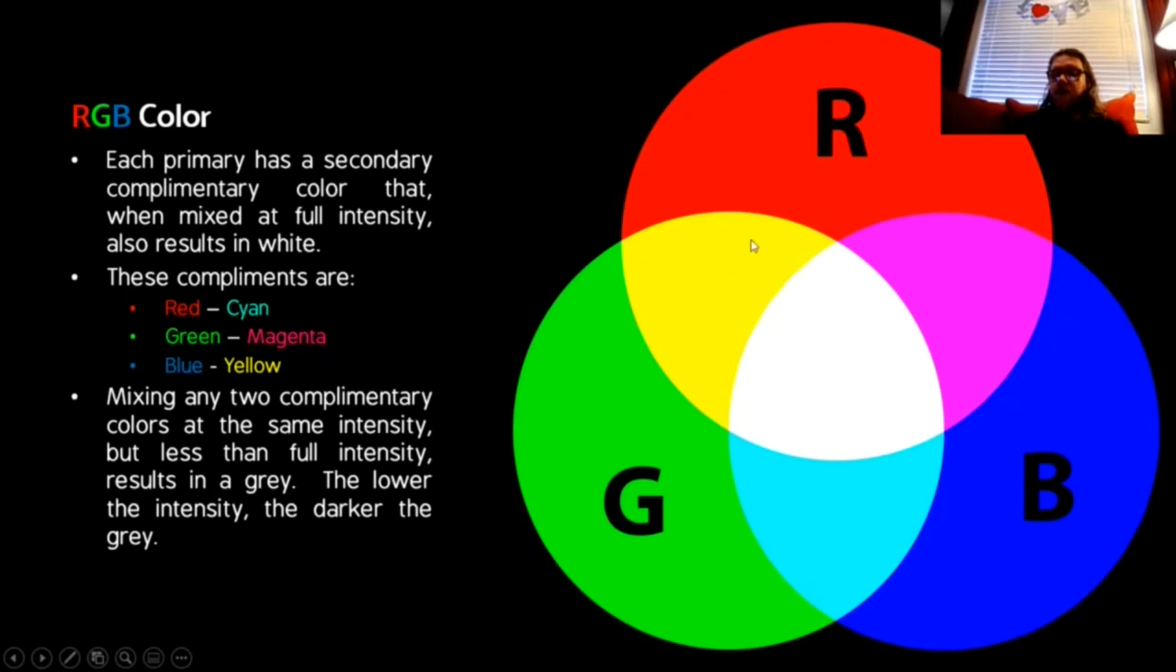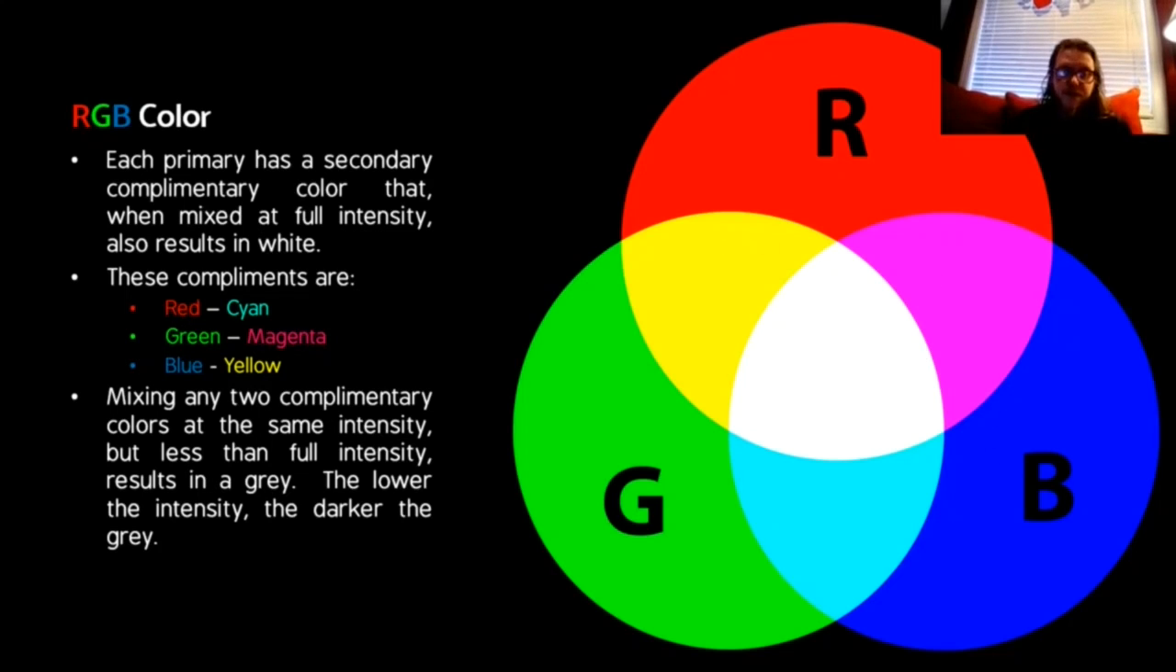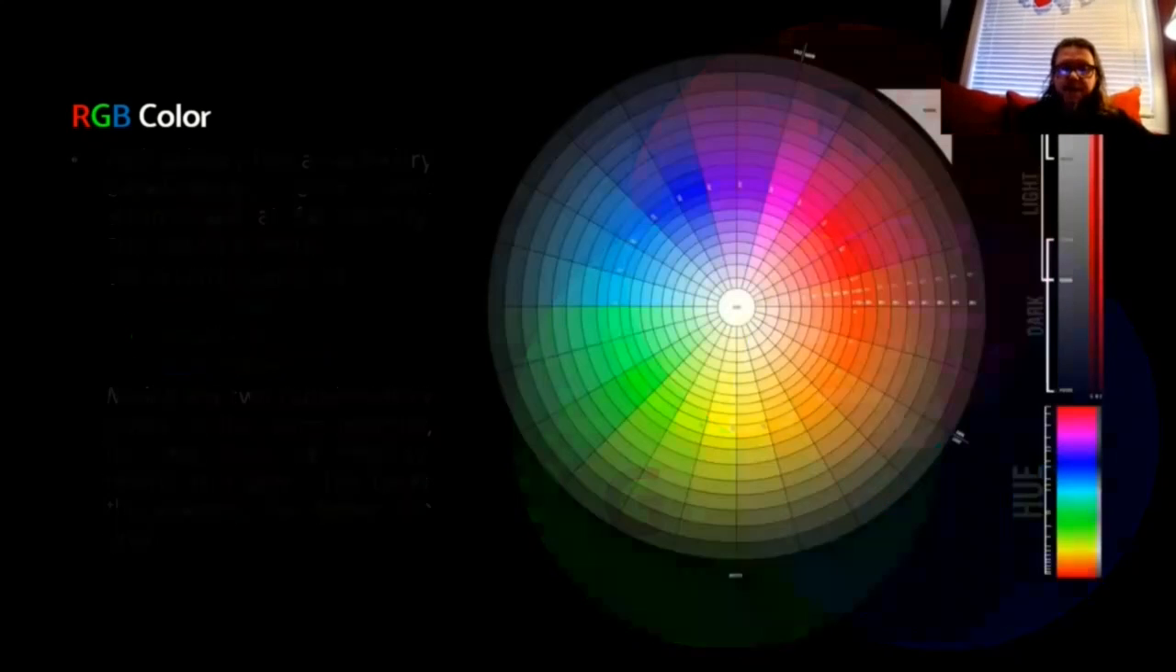Again, that's one that if you've had any training with mixing paint, it just doesn't make sense. Because yellow and blue are what you mix to get green with paint. But in digital color, it will give you white. And if you mix any two complementary colors at the same intensity but less than full intensity, the result is a gray. And the lower the intensity, the darker the gray. And when I talk about the intensity, I'm talking about those numbers, right? From 0 to 255. And again, please ignore that 256 that I accidentally typed in there.